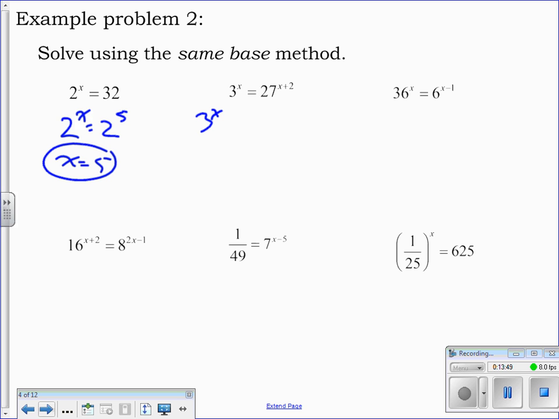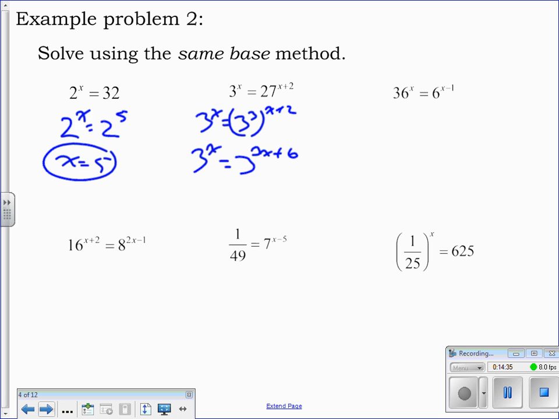So I have 3 to the x is equal to 3 cubed to the x plus 2 power. 27 is 3 cubed. I don't have 3 to some power equaling 3 to some power. I have 3 to some power equaling 3 to some power raised to another power. But when you raise a power to a power, you multiply the exponents. This is 3 to the x equals 3 to the 3x plus 6. When I raise a power to a power, I multiply the exponents. 3 times x plus 2 is 3x plus 6.